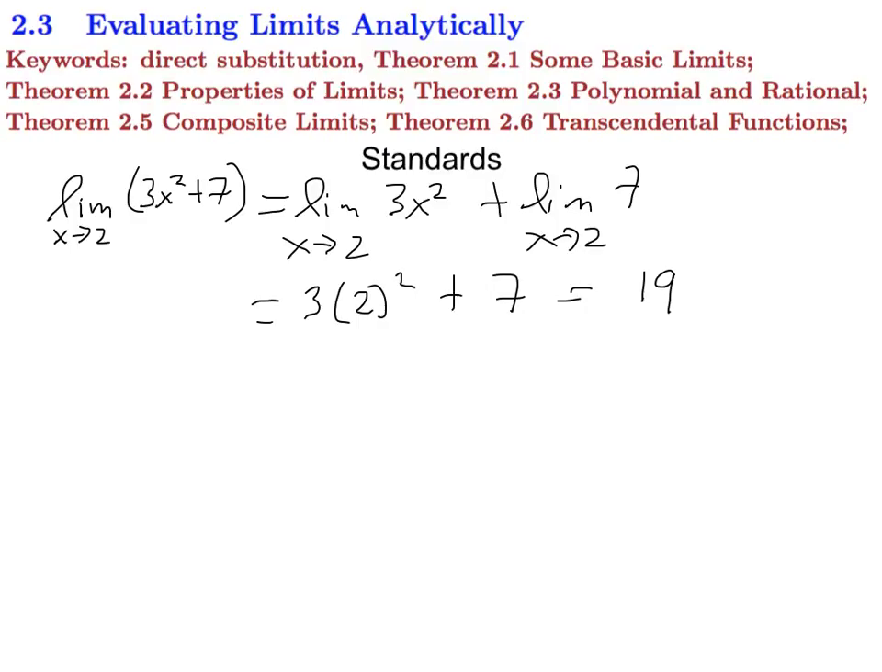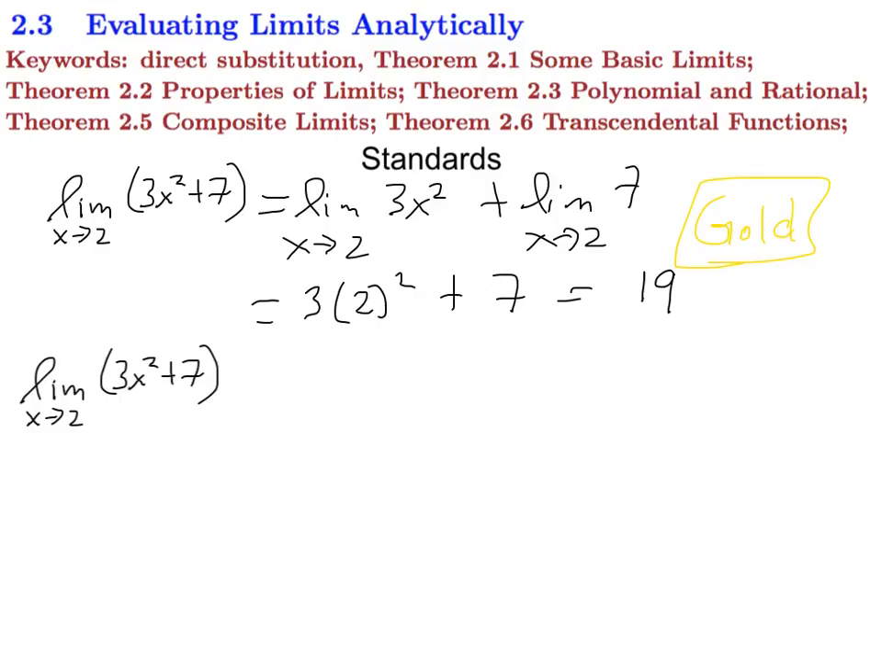This to me earns the gold. I know this is hard to see here. This is a gold standard. This is great. We see here breaking up the limits. We see here the direct substitution in both steps. We see here the correct answer. We've earned ourselves a gold.